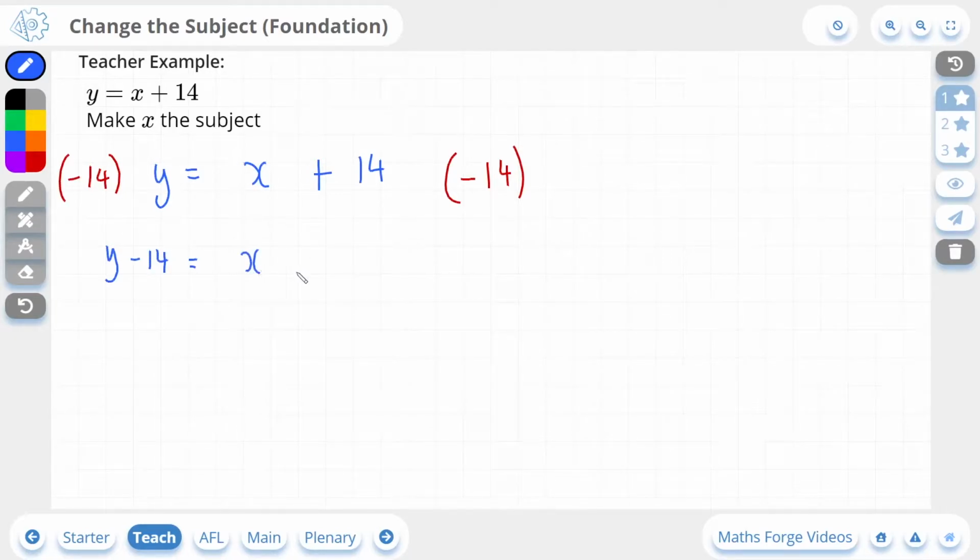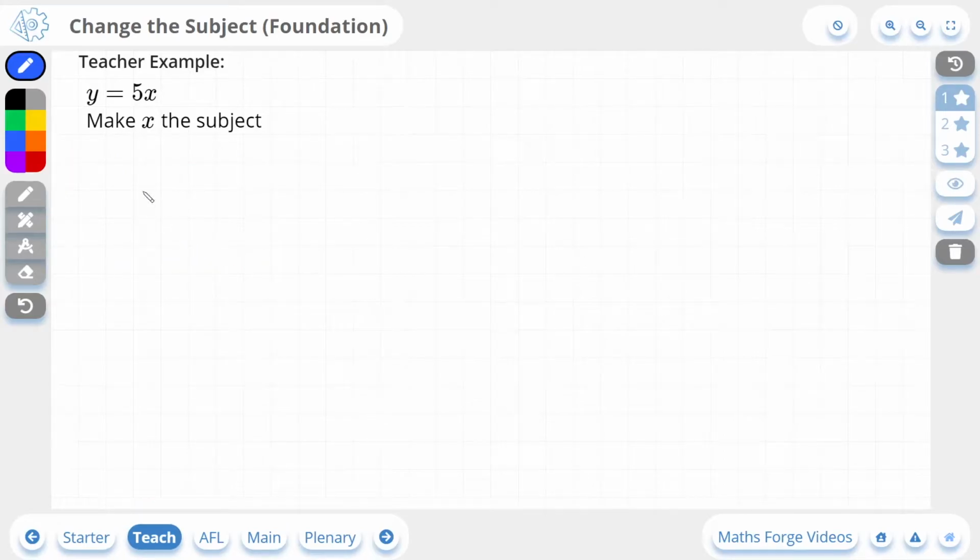And whenever you've changed the subject like we have here, and we've done it successfully for x, it's always good practice to write your x first and your expression on the right-hand side. So x is equal to y minus 14. Although both of them are correct, this is seen as a neater way of writing it. And if we check our answer, there it is.